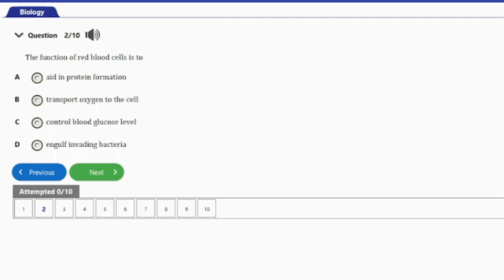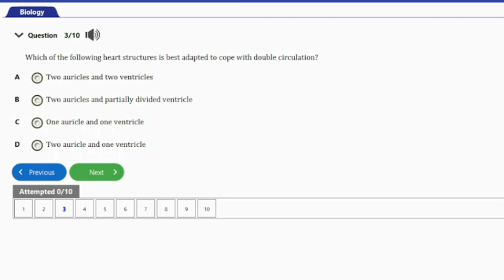Let's go ahead and consider the next question, question number 3. It says, which of the following heart structures is best adapted to cope with double circulation? A. 2 auricles and 2 ventricles, B. 2 auricles and partially divided ventricle, C. 1 auricle and 1 ventricle, D. 2 auricles and 1 ventricle. The answer is option A, 2 auricles and 2 ventricles.